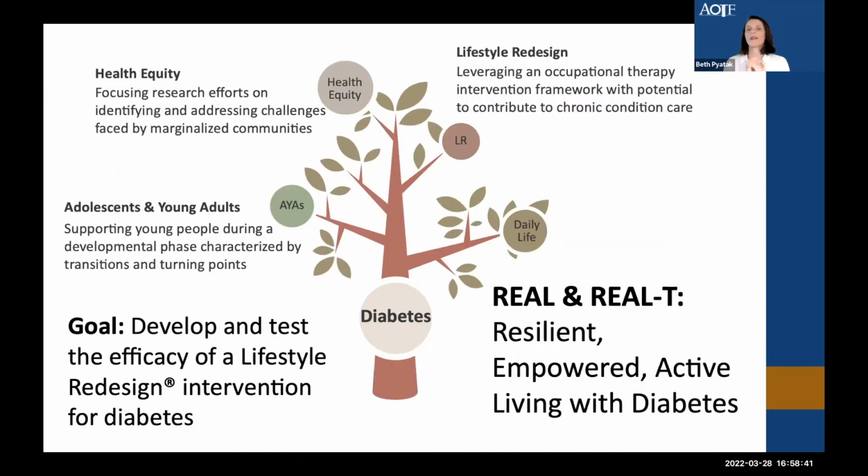So I'll give a brief overview of each of those 4 lines of research, and hope you'll come along on the journey. So the Real and Realty studies, these have focused on lifestyle redesign for young adults with both type 1 and type 2 diabetes. And you can see the kind of branches of the tree that most resonate are focus on adolescents, young adults, lifestyle redesign intervention, and health equity. So targeting intervention towards people with low SES or from minoritized communities.